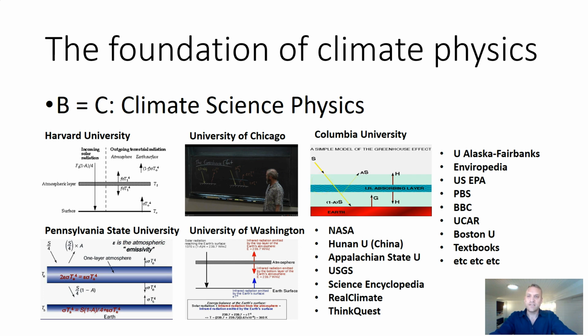So to repeat that, this is our modern climate physics, our B equals C. B is all these diagrams and the math that goes along with them, and the descriptions of what's happening in them. That's our B, and what it equals is our C, our climate science physics. This is modern physics, okay?